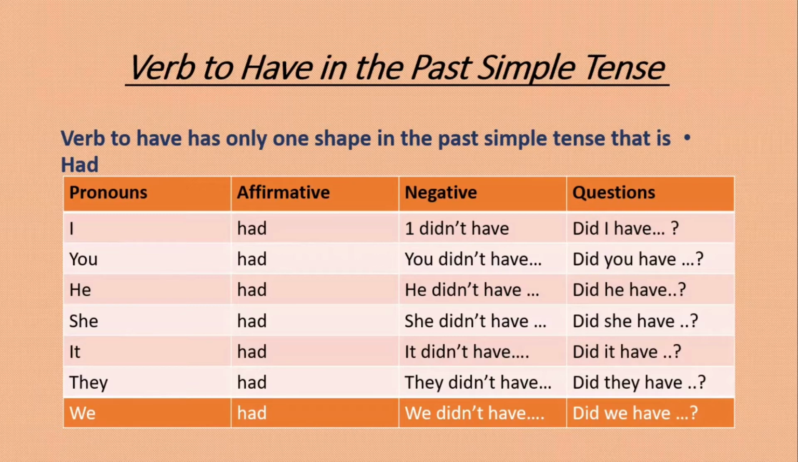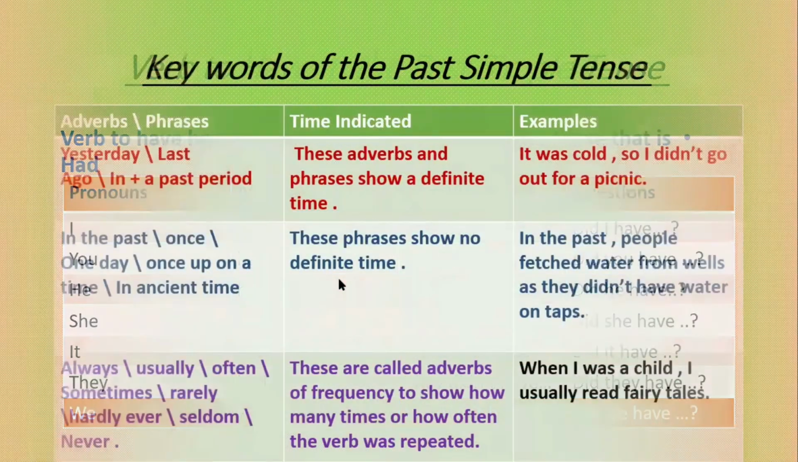No, she didn't. So the verb to have has only one form in the past simple, that's had, and to change it into negative, didn't have. To change it into a question, did, plus the subject, plus the base form have, plus the complement of the sentence. Answer: yes, I did, you did, he did, they did. No, I didn't, they didn't, we didn't, whatever, according to the subject.